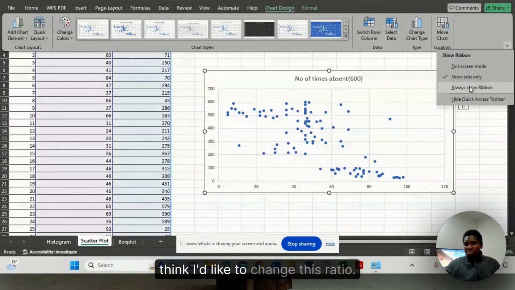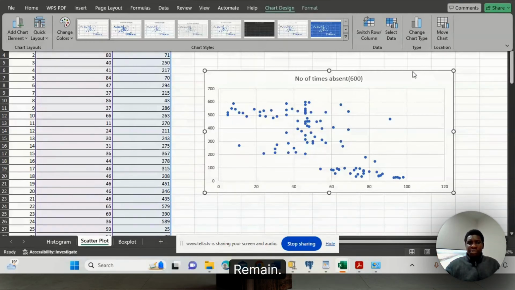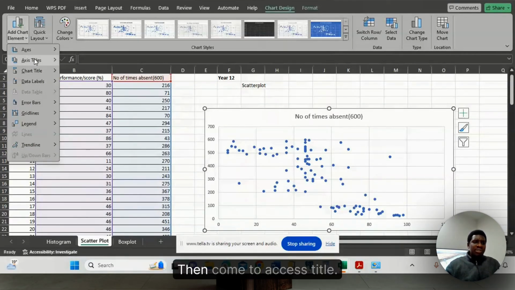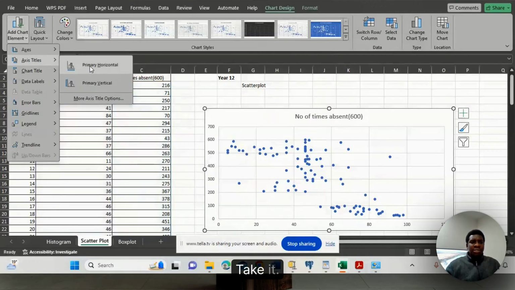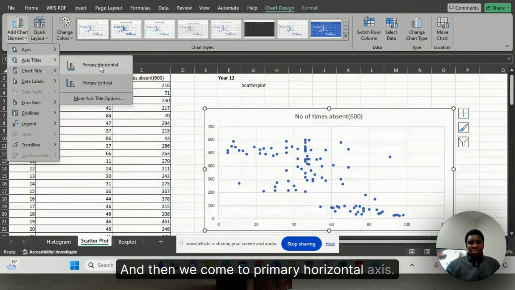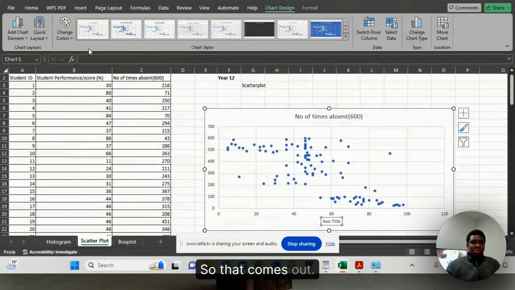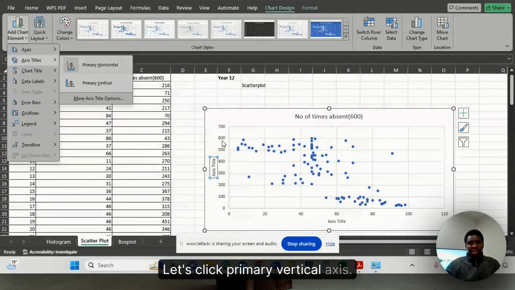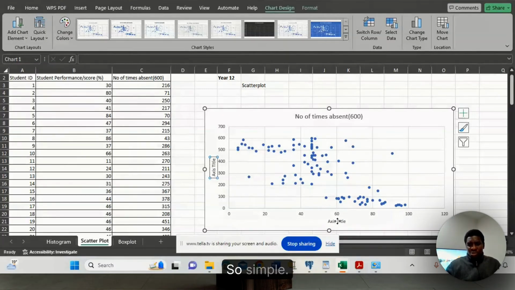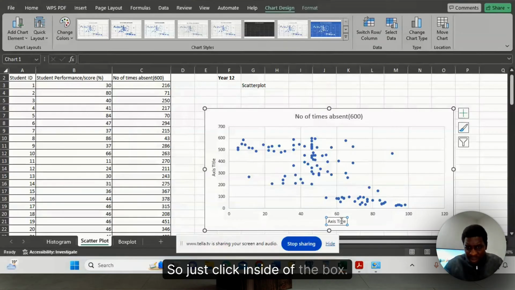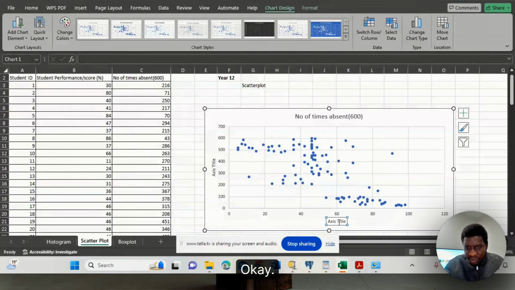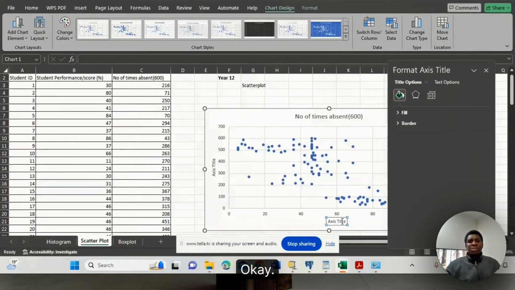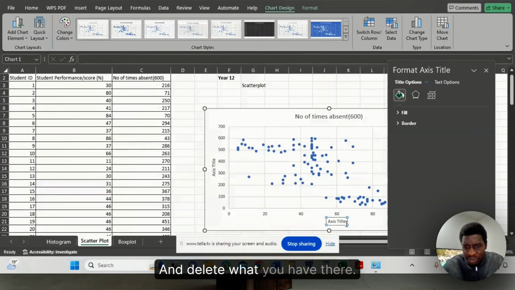I think I'd like to pin this or show ribbon. So come here to add chart element, then axis title, and take primary horizontal axis. So that comes out. Let's click here again, and click primary vertical axis. So we have the two displayed. So simple. Just click inside of the box and delete what you have there.